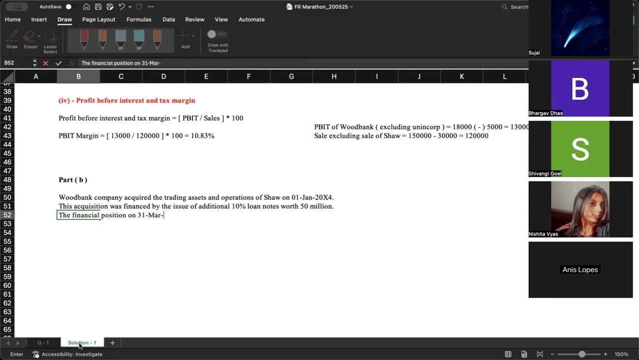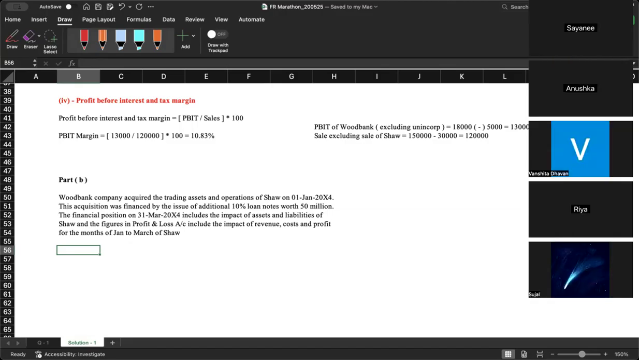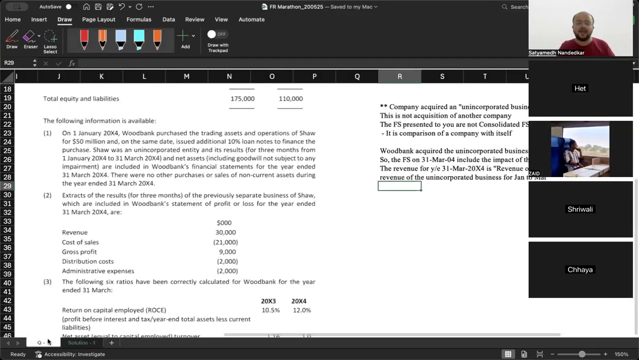The financial position on 31st of March 2004 includes the impact of assets and liabilities of Shaw and the figures in profit and loss account include the impact of revenue, costs, and profit for the months of Jan to March of Shaw. So in the introductory paragraph, you gave a full background of what the situation is. इसमें you haven't done any analysis, by the way. All you have done is you have given a background कि यार ये situation में क्या हुआ था. And now you get into ratios one by one.